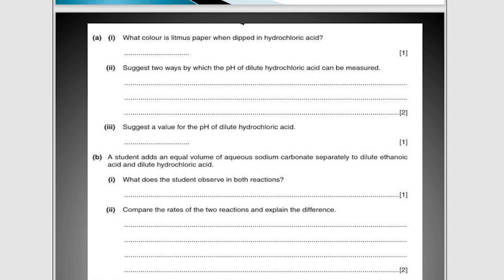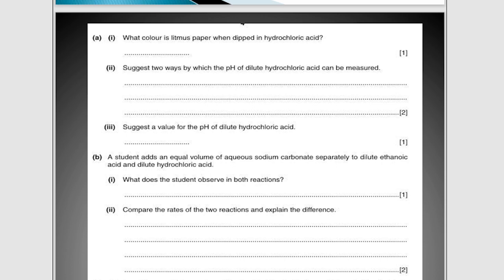Suggest two ways by which the pH of dilute hydrochloric acid can be measured. It can be measured by pH meter, and it can be measured using universal indicator. Suggest a value for the pH of dilute hydrochloric acid. The pH of dilute hydrochloric acid will be near 7. It can be 6, it can be 5.